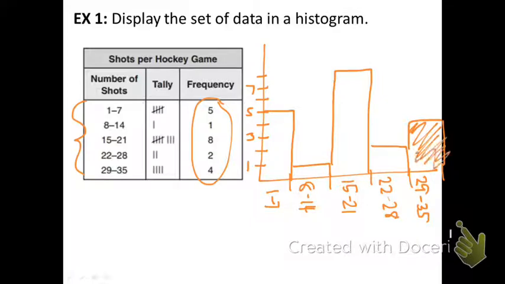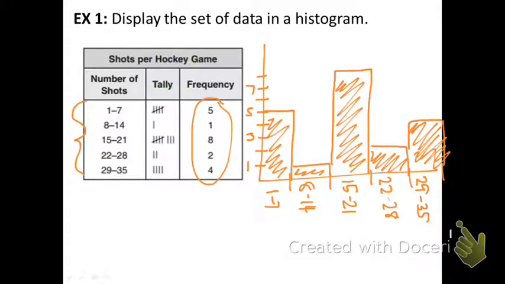And I like to shade these in. Shading is not required. And that would be the histogram for that set of data.